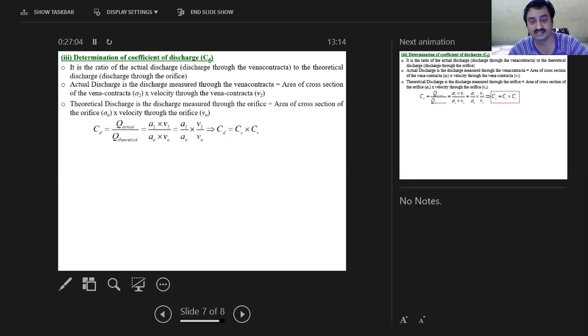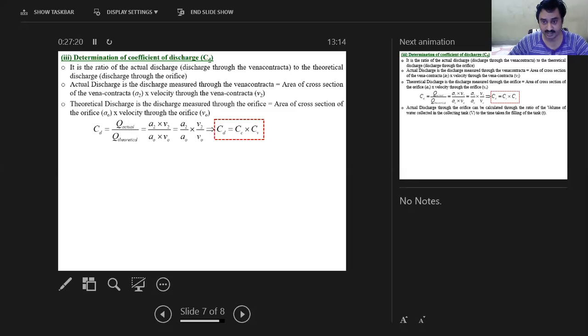So C_D is equal to how much? A2 by A0 is nothing but the coefficient of contraction C_C, and V2 by V0 is the coefficient of velocity C_V. Okay. So please remember, it's a very important relationship: your coefficient of discharge is actually a multiplication of the coefficient of contraction and the coefficient of velocity. That is why, as I said, the coefficient of contraction we will not be finding out directly, but we will be finding out indirectly.